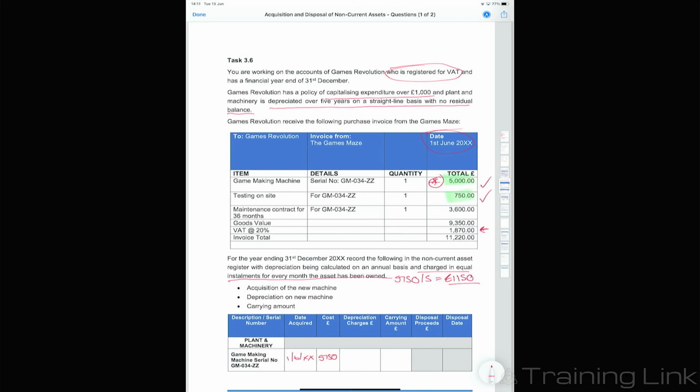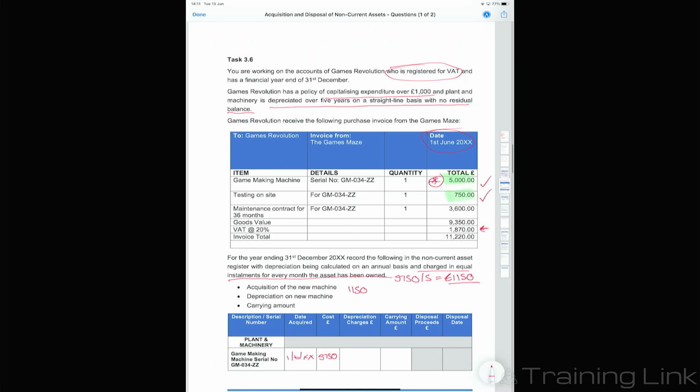Okay. However, we now need to look at how many months the asset has been owned within that year based on the policy here. Okay, so if we do 1,150 divided by 12, we know that that's the amount for 1 month. Okay, and then if we times by the 7 months that the asset has been owned, that should give you an amount of £670.83.